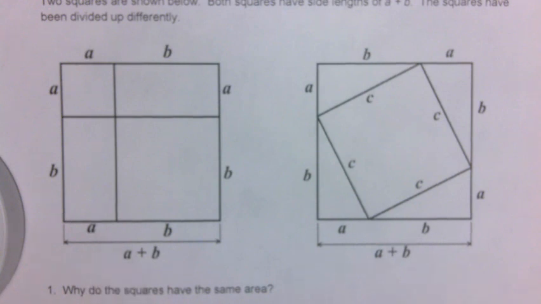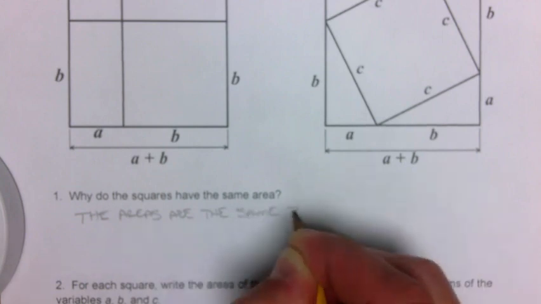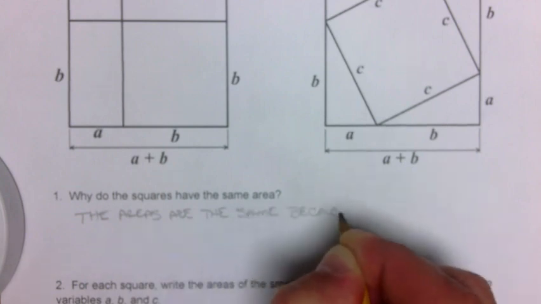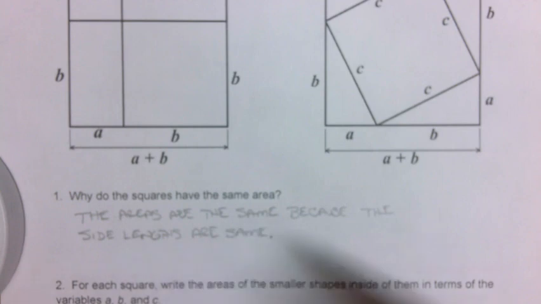All right, and in the first question, they ask us, why do the squares have the same area? We can easily say that the areas are the same because the side lengths are the same.